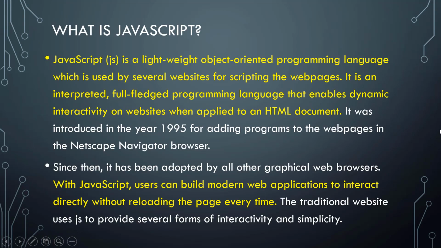What is JavaScript, if you see? It's a lightweight object-oriented programming language used by several websites for scripting the web pages. So if you want to write scripting of web pages, we prefer JavaScript because it is lightweight and it supports all object-oriented features. And why people are using JavaScript: it's dynamic, it creates interactivity between websites.